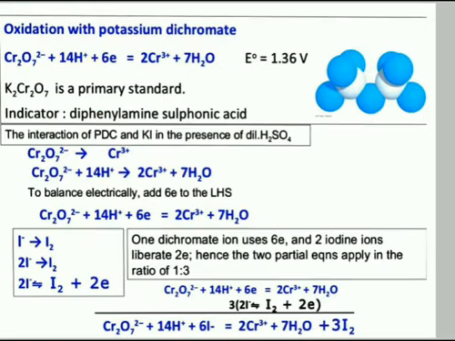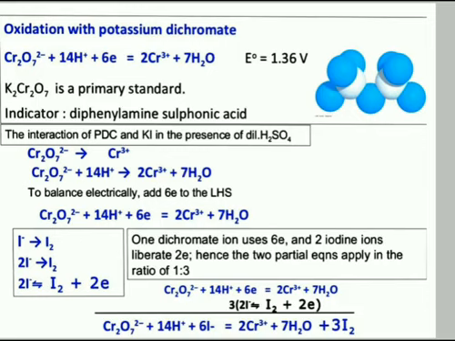Here I have given another example, that is oxidation with potassium dichromate. Here the potassium dichromate, with chromium in a higher oxidation state, goes into the lower oxidation state. Potassium dichromate is used as a primary standard in this titration. The indicator used here is diphenylamine sulfonic acid. The interaction of potassium dichromate and potassium iodide takes place in the presence of dilute sulfuric acid.